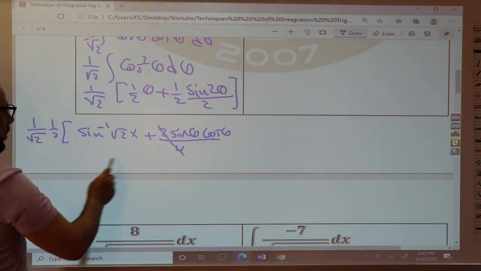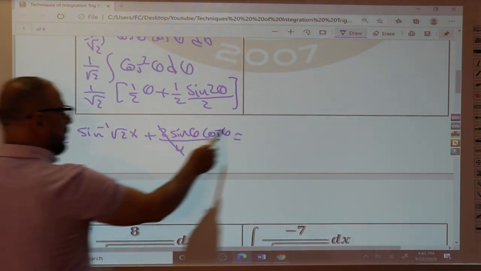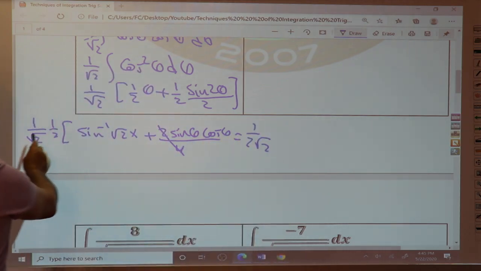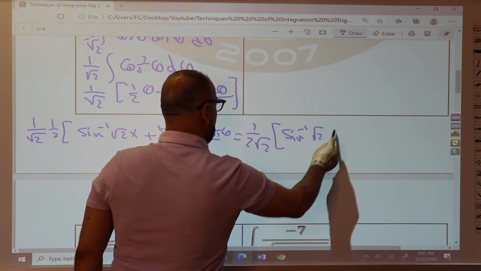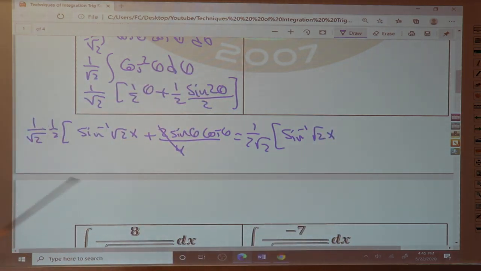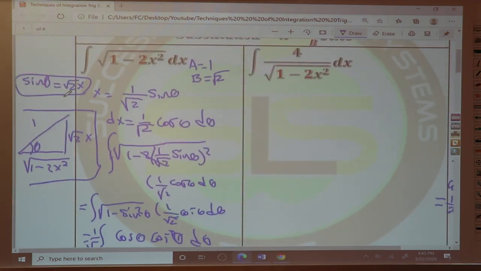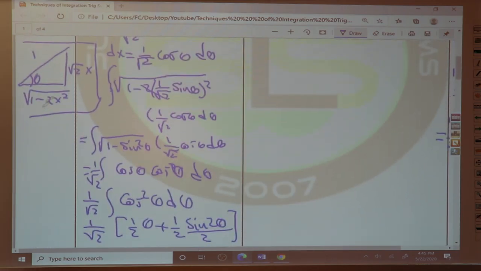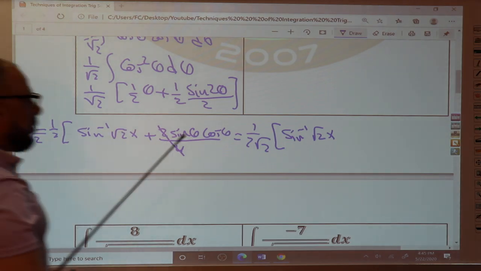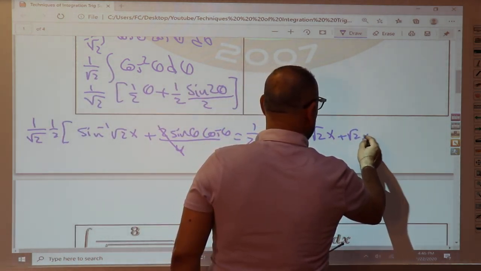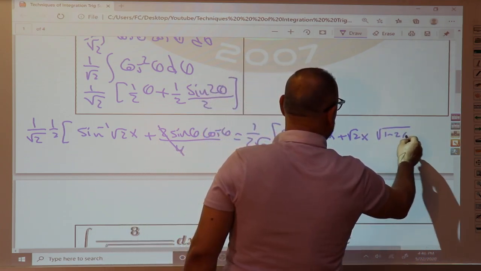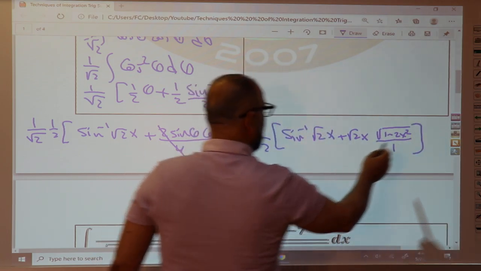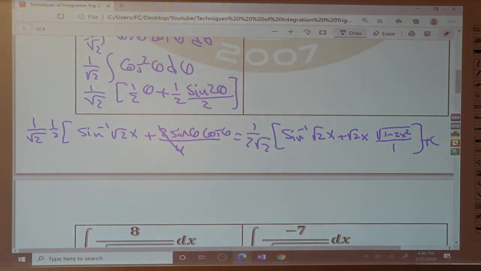Which is, now, the final answer. 1 over 2 square root of 2 here, sine inverse square root of 2 x, and sine theta is here, square root of 2 of x, right? And cosine theta, square root of 1 minus 2x squared, over 1, plus c. And this is my final answer. Okay, good.